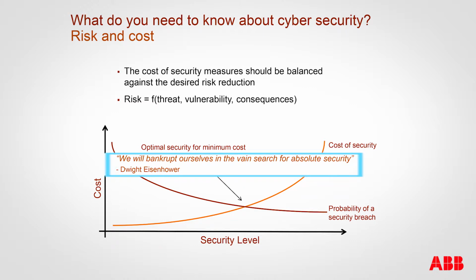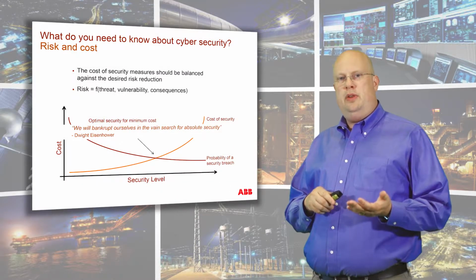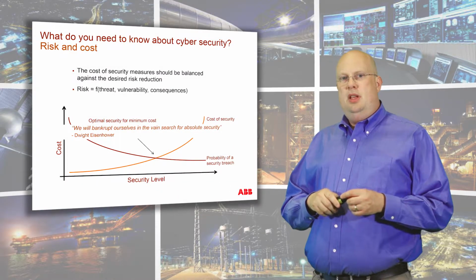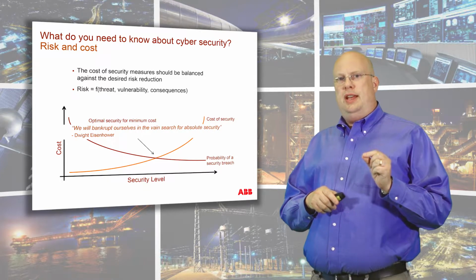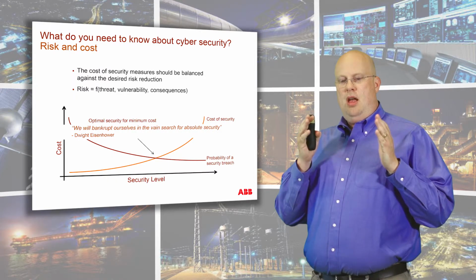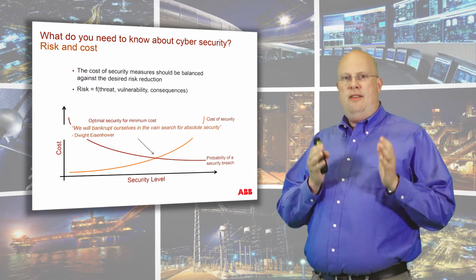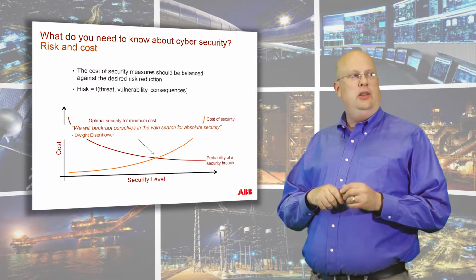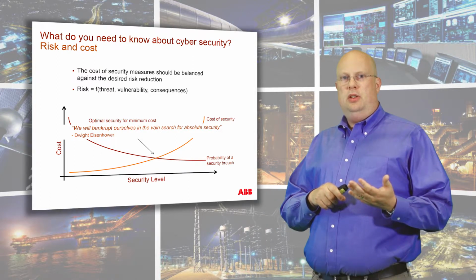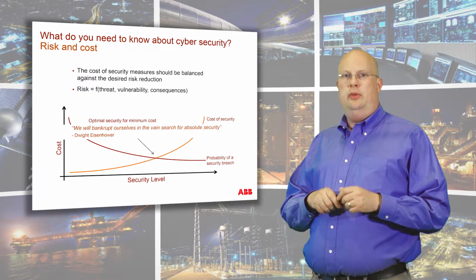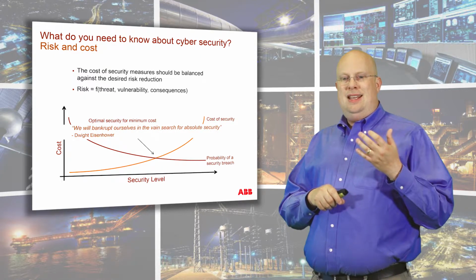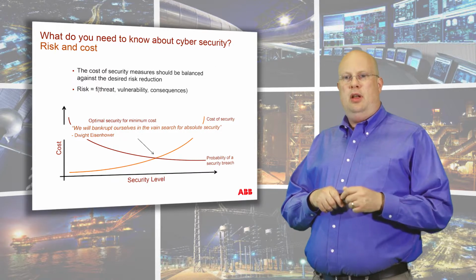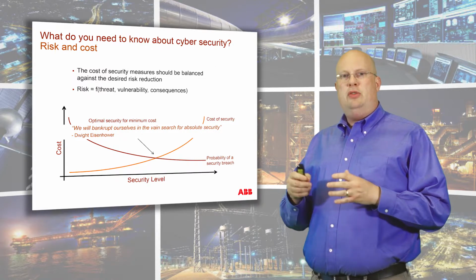Dwight Eisenhower said, "We will bankrupt ourselves in the vain search for absolute security." Obviously, he wasn't talking about cybersecurity for an industrial control system, but it goes just as well with this. If you are setting off a project with the goal, we are going to be 100% secure. We are never going to have a security breach. You will fail. You cannot do that. It's not possible for 100% security or for absolute security. Accept that you will have a certain level of risk, but define how much risk you're willing to take.